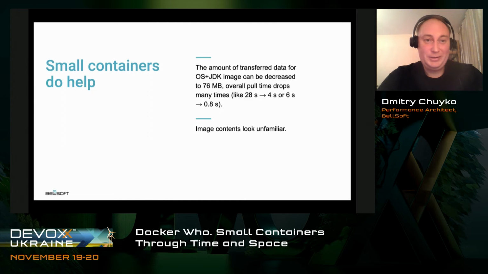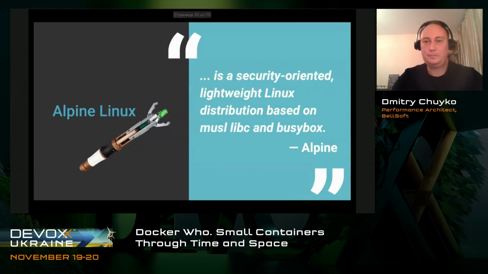Well, there are some questions. What's inside? Something not very well known, but we'll look at this Alpine Linux in some detail. It's a great tool. It is a Linux distro designed to be lightweight, to be secure, and it's based on two key things, musl and BusyBox. Let's look at what they are.